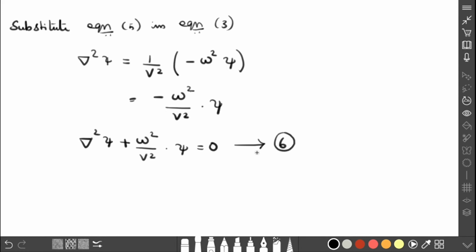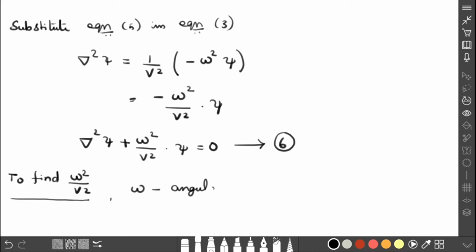Okay, the next step we have to find out the value of omega square divided by v square. So for our reference I will write like this: to find omega square divided by v square. So here what is omega actually? Omega is the angular frequency.